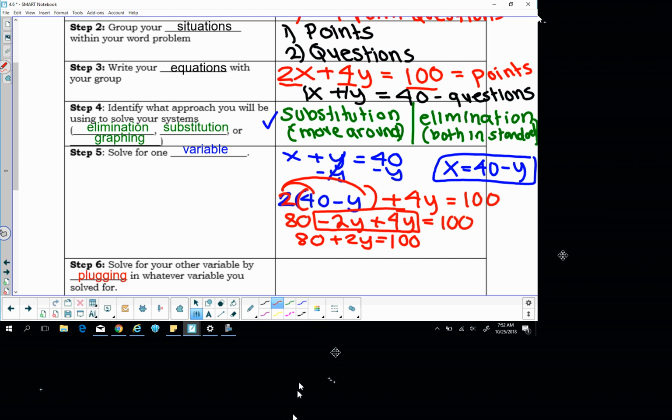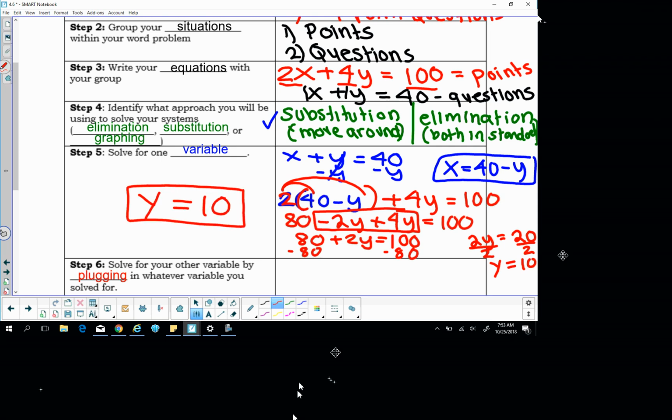Then how do I get 80 to the other side? Because I want y by itself. And you get 2y, I'm going to write it right here, equals 20. Then what do we do? Divide by 2. And you end up getting y equals 10. So I'm going to put that right here. My first one is y equals 10. And so even if you tried elimination, you would have gotten the same answer.